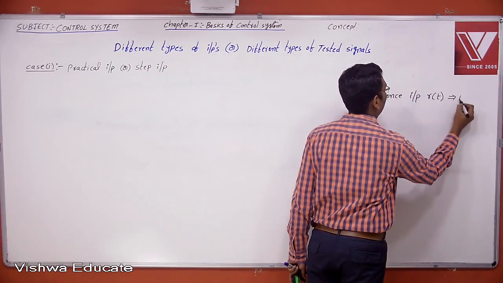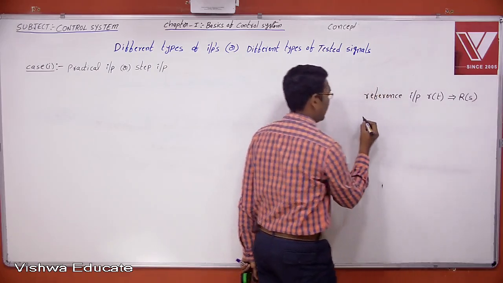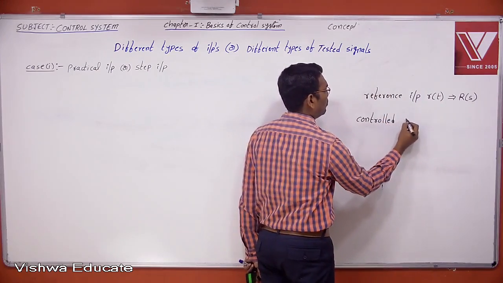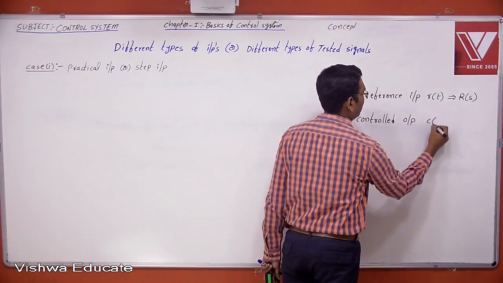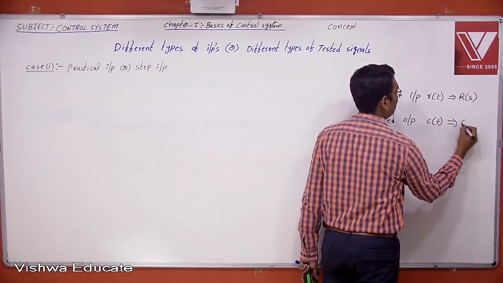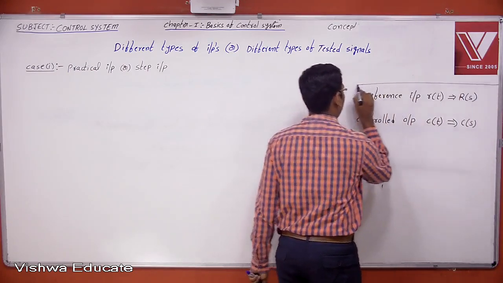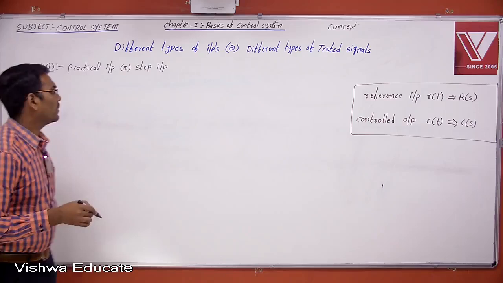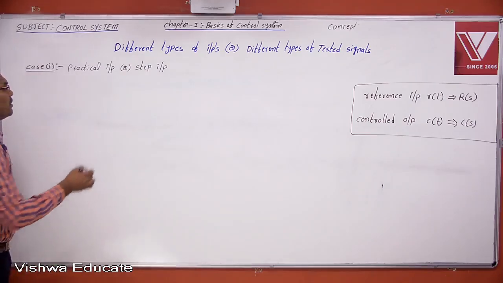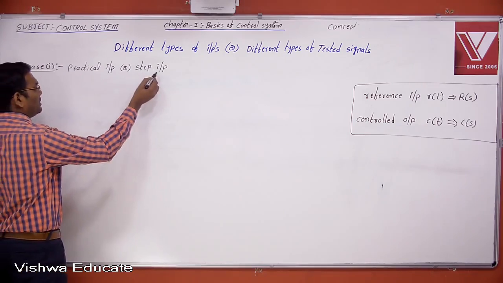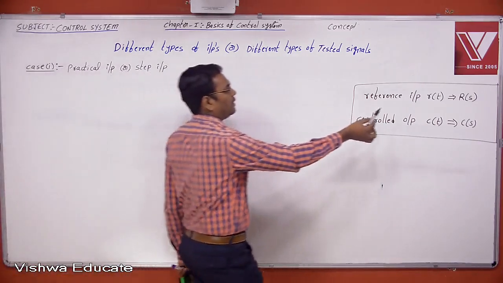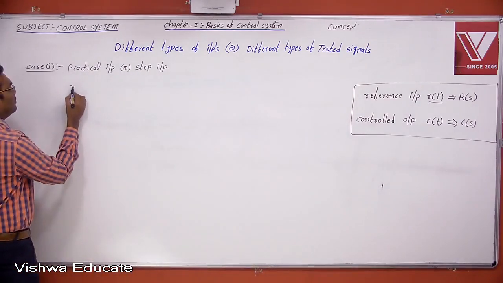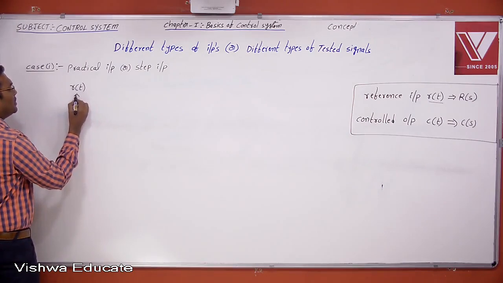in frequency domain R of S. Controlled output is represented by C of t, in frequency domain C of S. This is fixed throughout our subject: reference input and controlled output, because that is control system. So this is the practical input, and mathematically it is called a step input. So the input we represent by R of t.